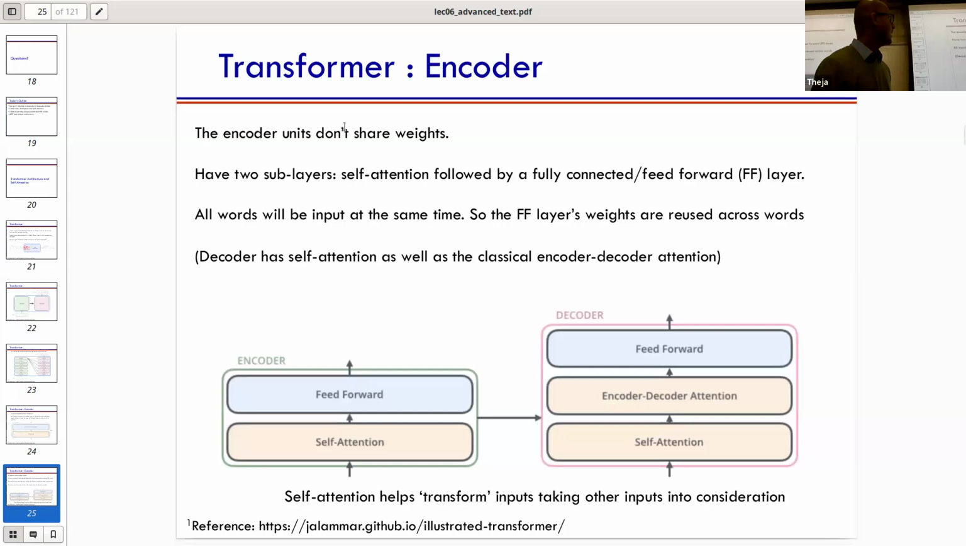Okay. As I said, there are the two sub-layers or subcomponents. One is a self-attention component, and the second one is a feed-forward layer or component. All words, all vectors are input at the same time. Okay. The feed-forward layer's weights are reused across words, which is a detail that I'll talk about later.